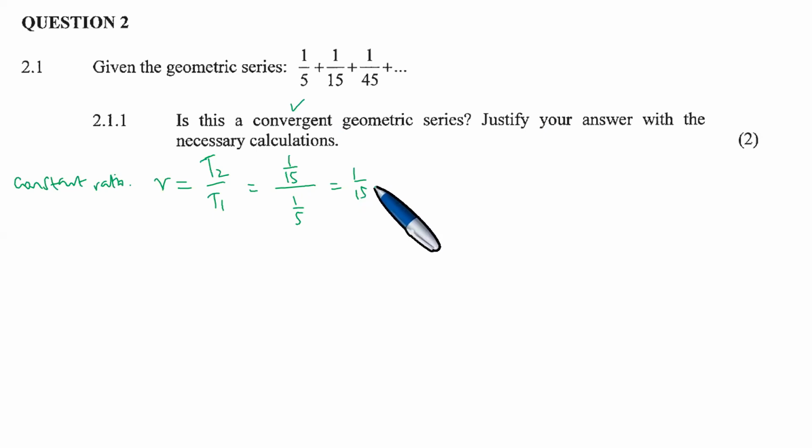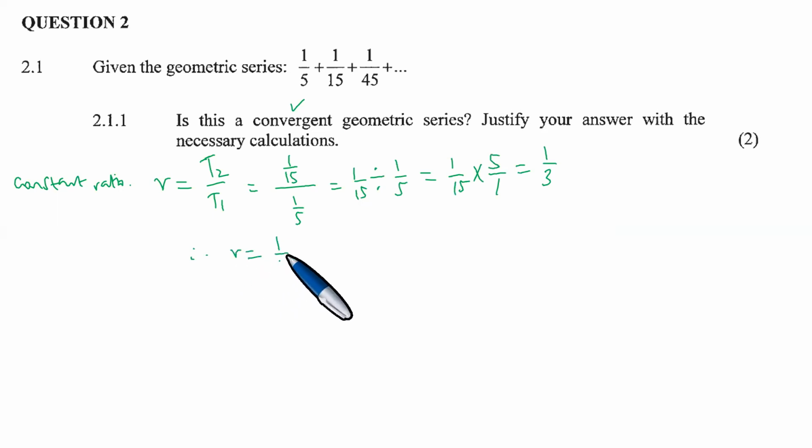So you therefore look at this. You divide these by 1 over 5. Dividing by 1 over 5, you multiply by 5 over 1. And the result is 5 over 15. 5 goes how many times into 15? 5 goes 3 times into 15, leading us to conclude that the common ratio is only 1/3.